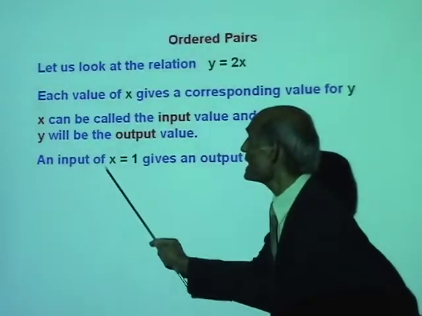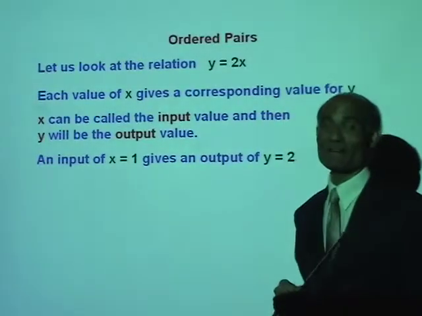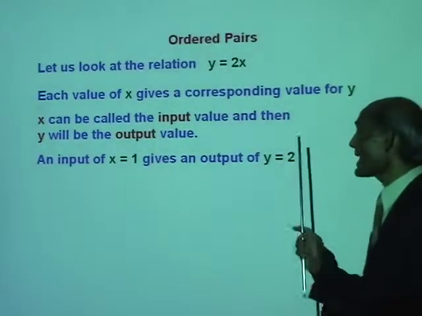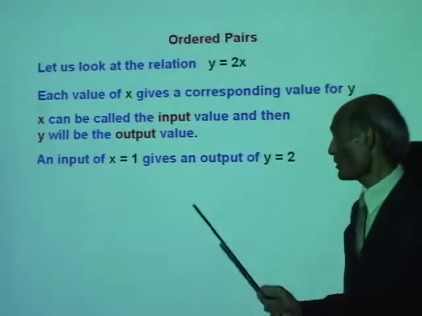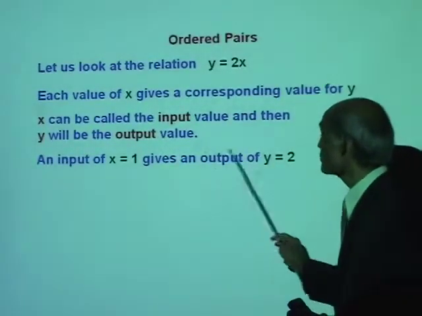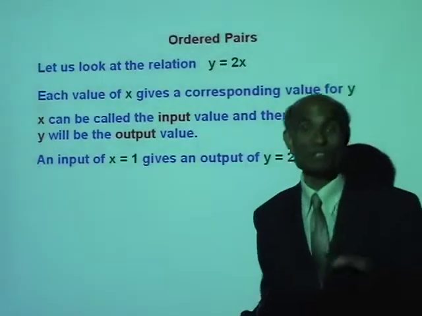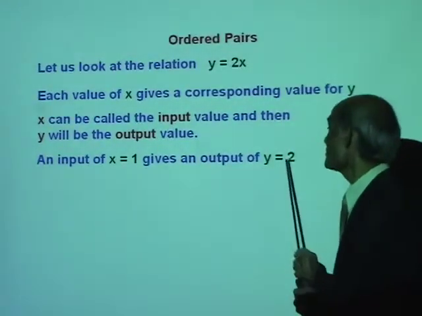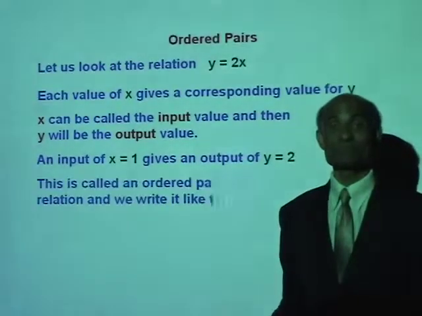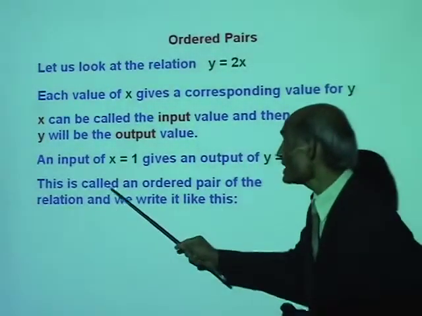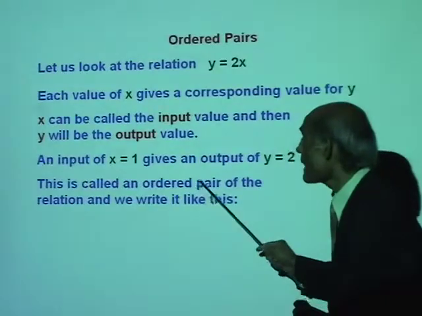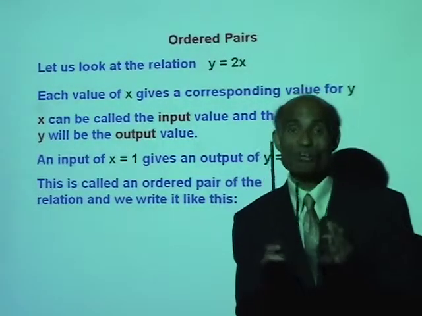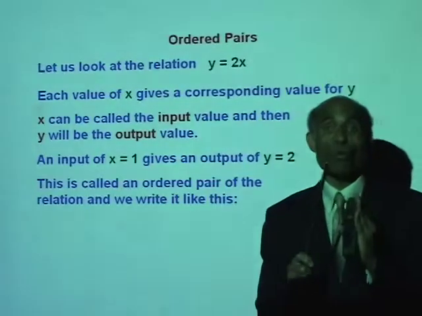Okay, let's use an input of x equal to 1. What will be the output? The output is y equal to 2. So, you can see there are 2 values in that particular situation. When you choose x equal to 1, the value of y equal to 2. Now, this is called an ordered pair. It's called an ordered pair because it comes in a certain order.